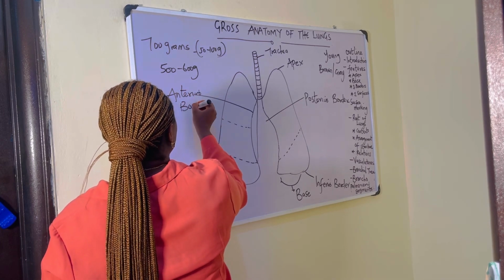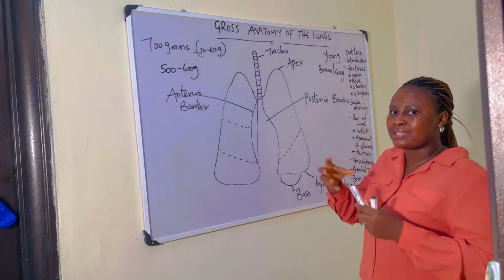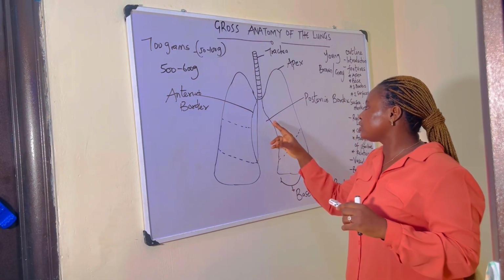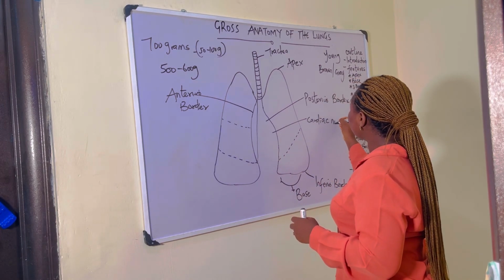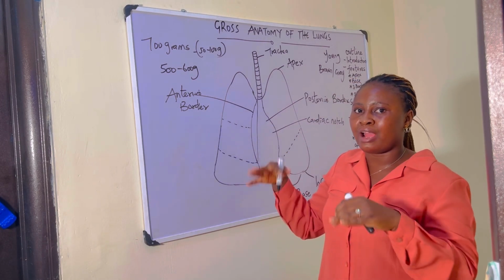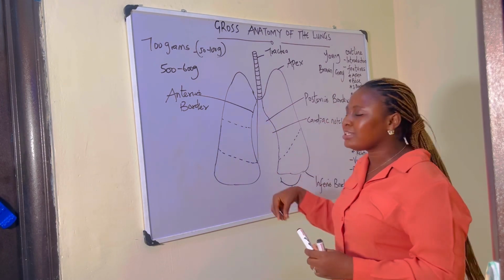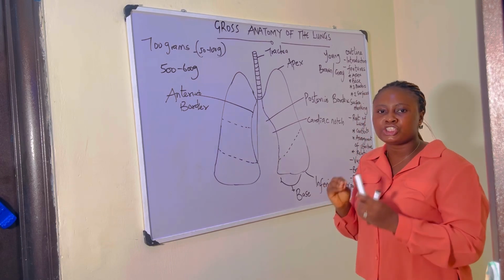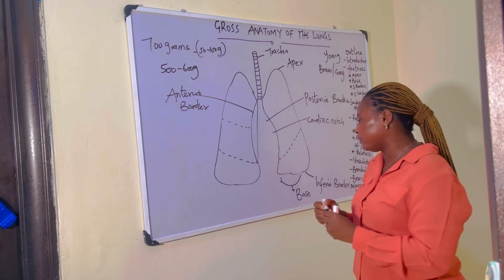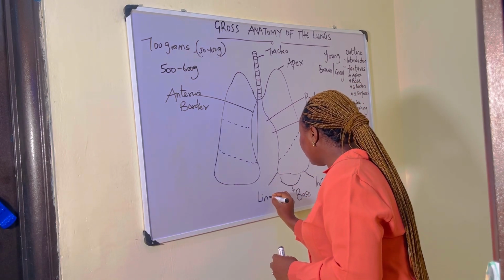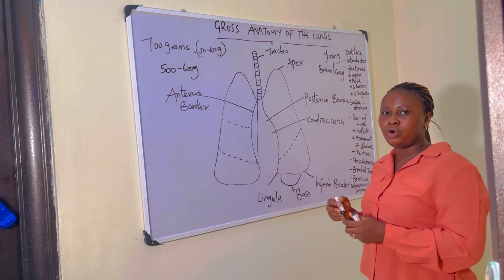Now, the major difference between the right lung and the left lung is that the left lung presents an impression, which is called the cardiac notch. Here we have the cardiac notch, but the right lung does not present that. The right lung is more of a straight edge, unlike the left lung that presents the cardiac notch. Below this cardiac notch, we have a tongue-shaped projection called the lingula. It is only seen at the left lung, just below the cardiac notch. You understand?